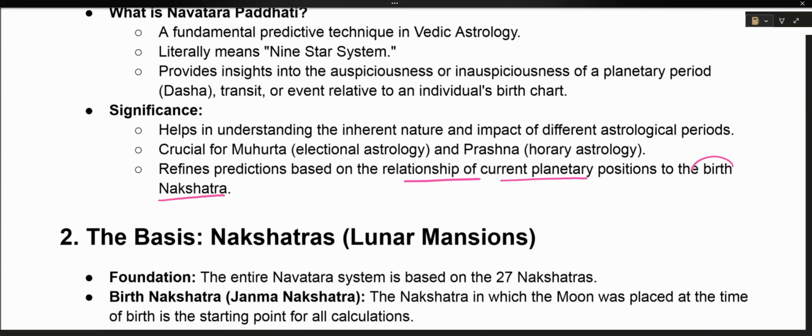So what is the Birth Nakshatra? When we say Birth Nakshatra, it means at the time of a person's birth, if the moon, let me draw it again. Suppose this is the moon, this is the earth, and from here if we see, the moon will revolve like this around the earth.